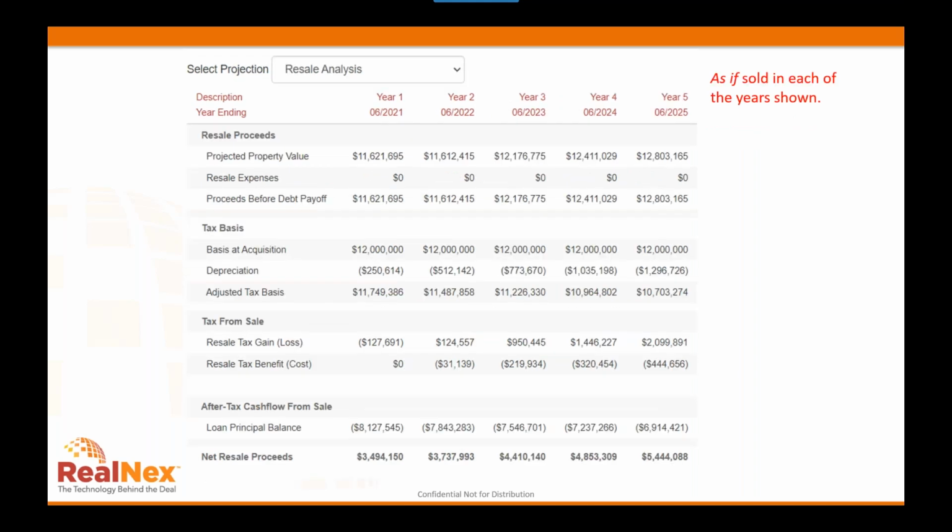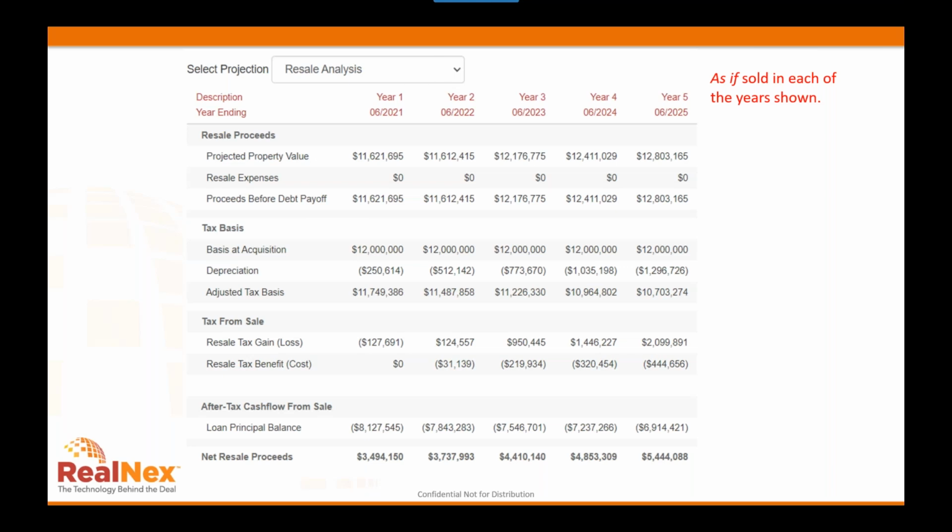Okay, resale analysis. So this may be a little confusing when we first look at it. Most programs, and I'm not a big fan of this myself, calculate the sale price as if you sold it in year 1. Then what if you sold it in year 2? What if you sold it in year 3? What if you sold it in year 4? What if you sold it in year 5?